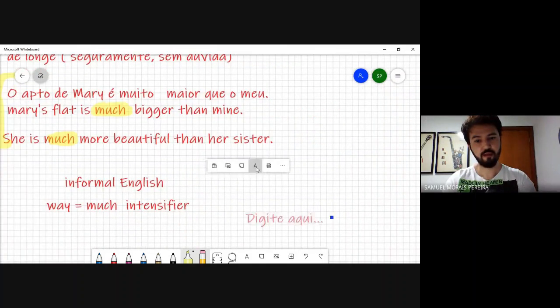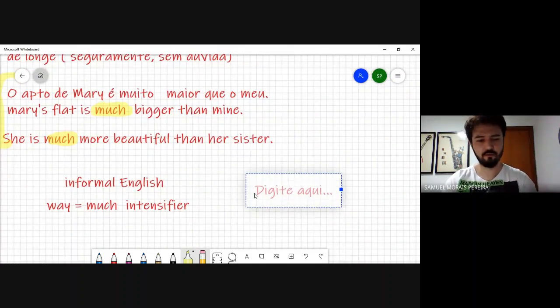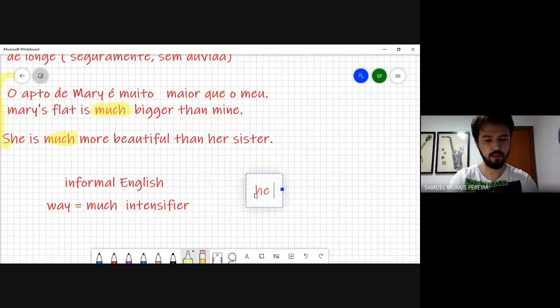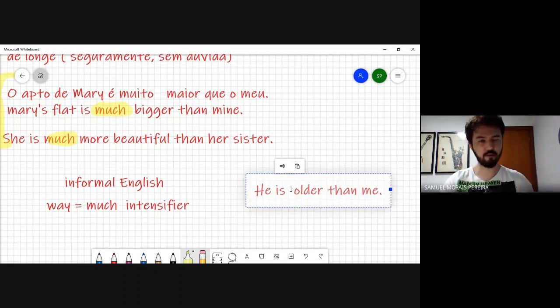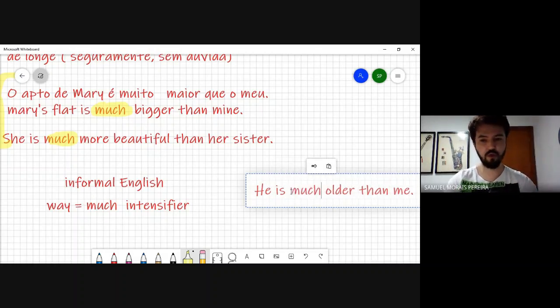Por exemplo, ó. Ele é muito mais velho que eu, ó. He is much older than me. Quer ver? Eu vou fazer por partes, ó. Ele é mais velho que eu. Vocês sabem que se fala assim, ó. He is older than me. Ele é só um pouco mais velho que eu. He is slightly older than me. Ele é muito mais velho que eu. He is much older than me.